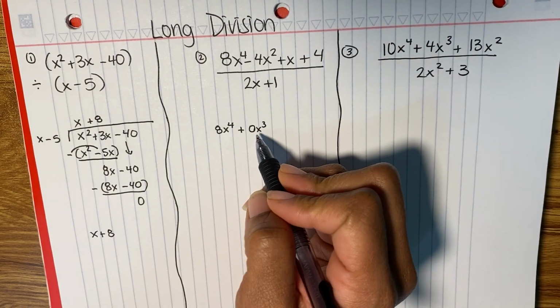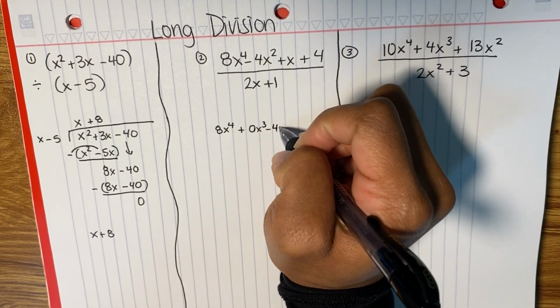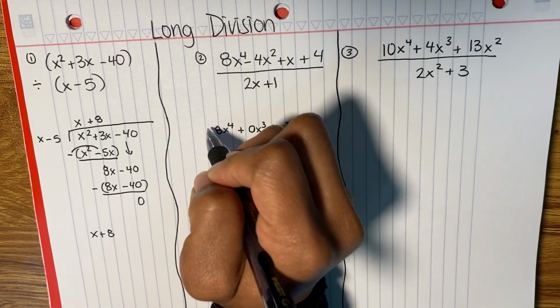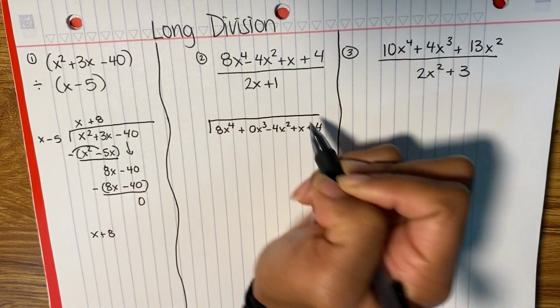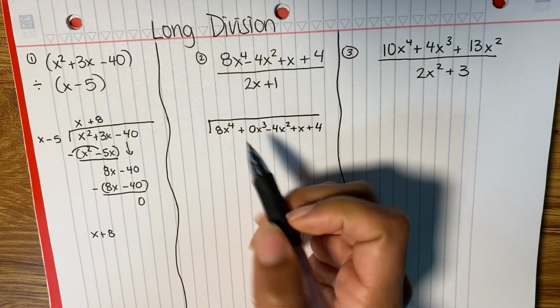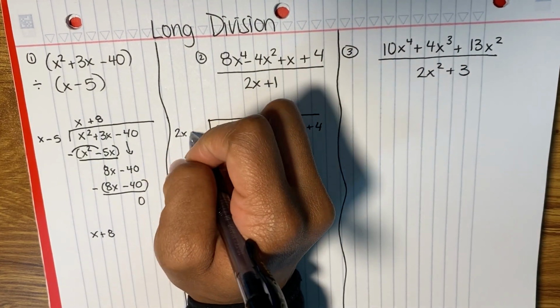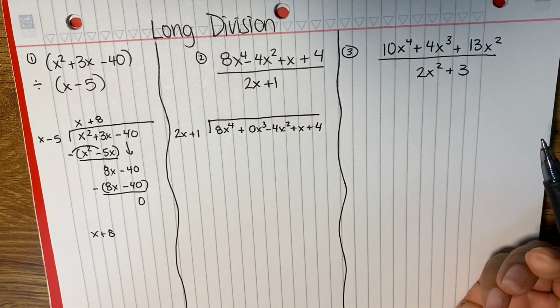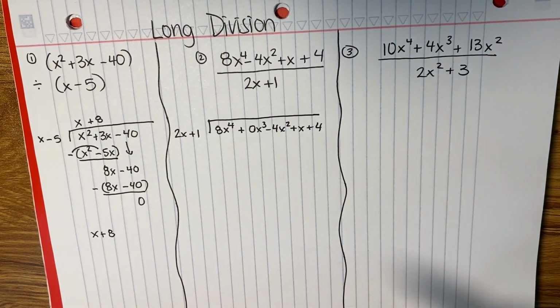Now I've already added the placeholder. Then I can continue adding the rest because everything else has been satisfied. Place that in my box. And you need to do the same thing with the divisor. 2x plus 1 is already in descending order, 1, 0. Okay, what I'm looking at are the exponents.